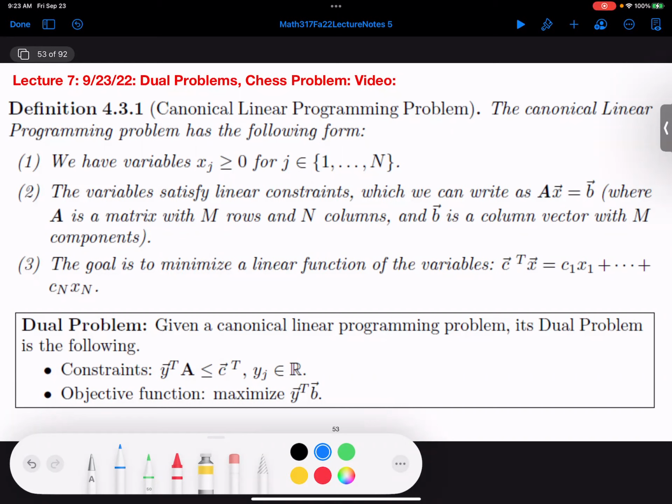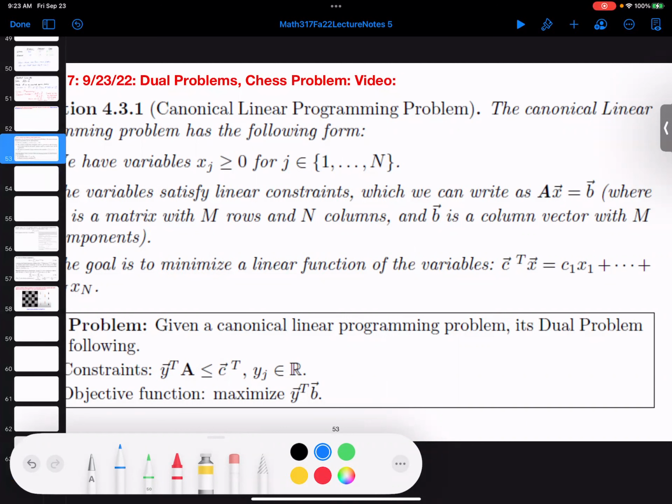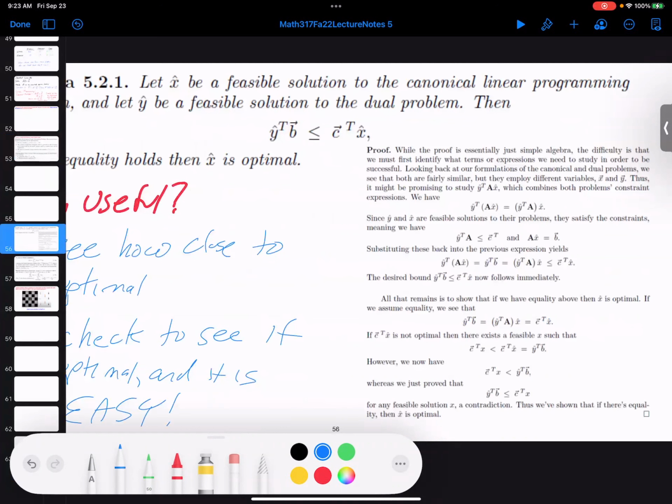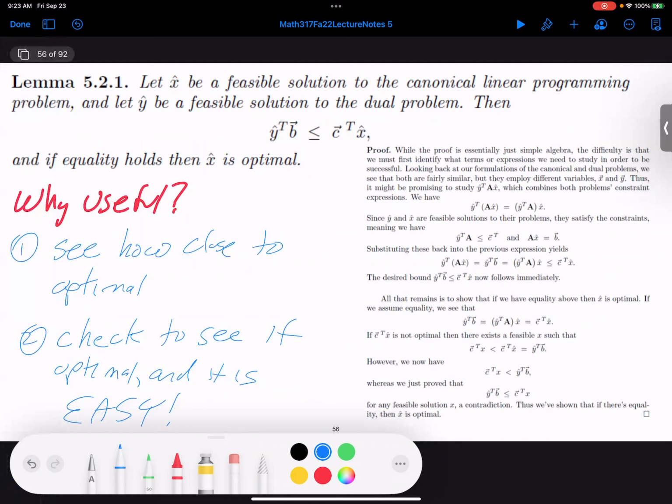And so a lot of what we're going to do today is talk about how sometimes when you're given one problem, frequently a related problem is easier to study. And this is a big theme in mathematics, is trying to find an easier problem to study. And so here, what's really nice about this result is that you have this very simple condition to check: how close is Y transpose B to C transpose X, that's very easy to check. And you get a sense of how close you are to the optimal solution.